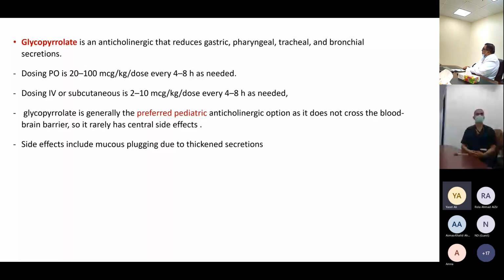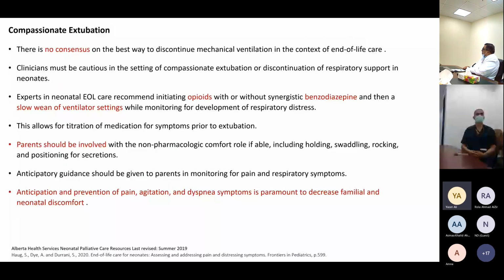We will come here to compassionate extubation. There is no consensus on the best way to discontinue mechanical ventilation in the context of end-of-life care. Experts recommend initiating opioids with or without benzodiazepine, and then a slow wean of ventilator settings. Parents should be involved with non-pharmacologic comfort if able to. Anticipation and prevention of pain, agitation, and dyspnea symptoms is paramount to decrease familial and neonatal discomfort.